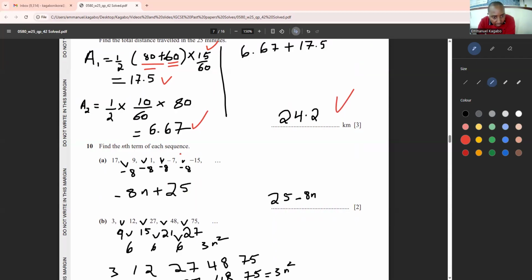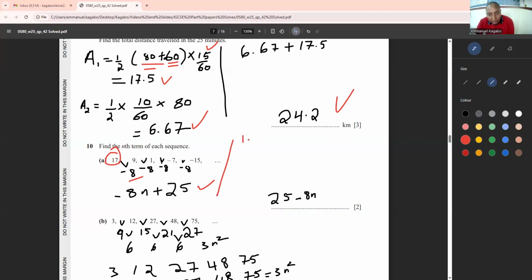Question 10. The nth term of the sequence is given by that. So whenever you're dealing with sequences, this is what I always advise my students, okay? First, check, do they have a common difference? So when you check here, okay, they have the common difference. So if that's the common difference, that's why I have minus 8n. Now you get 17 minus 8, that gives you 25.